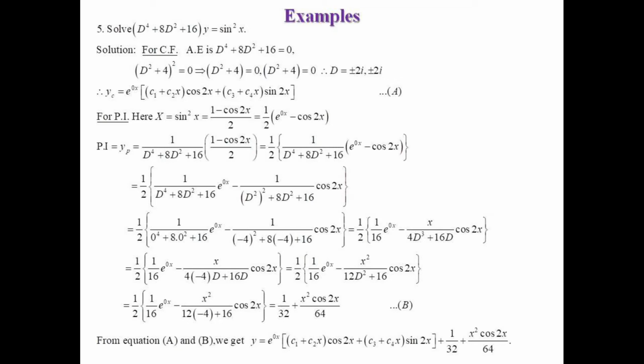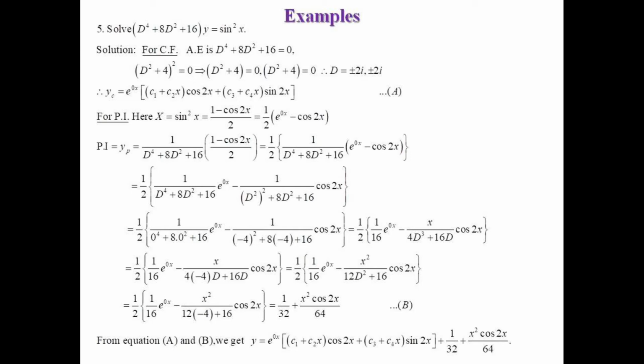Now if we apply the formula for the particular integral, 1/f(D) times X, where f(D) is D^4 + 8D^2 + 16 and X is sin^2 x, that means (1 - cos 2x)/2. If we rearrange, 1/2 is a constant, so take 1/2 separately common. Then we can write this as 1/2 times 1/(D^4 + 8D^2 + 16) into (e^(0x) - cos 2x).